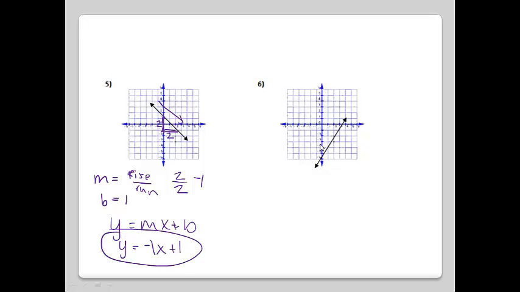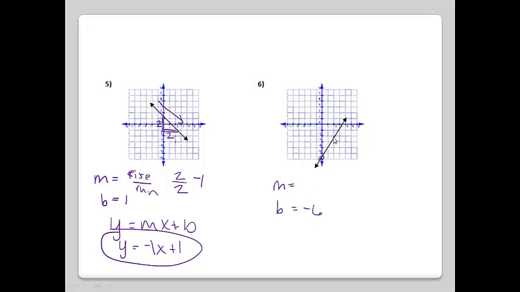Right, and then problem 6. If you want to try this one, that would be great, you can just pause the video and see how you do on it and then come back and check it out. Again, on this one, I need my m and I need my b. I'll start with the b. The b is where the black line is touching the y-axis, and it's touching down here at negative 6, so I know my b is going to be negative 6.